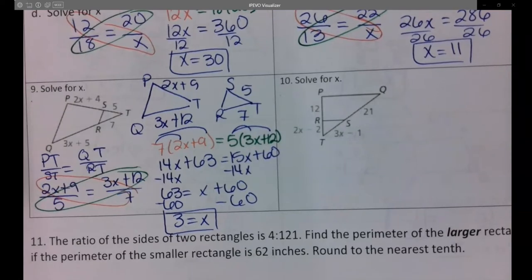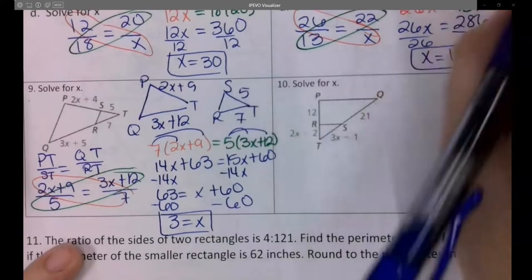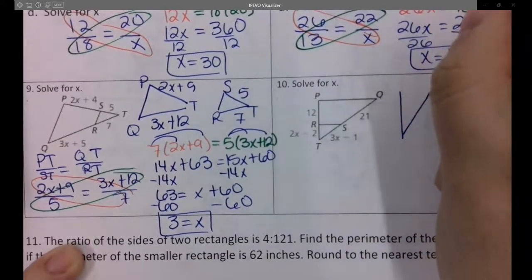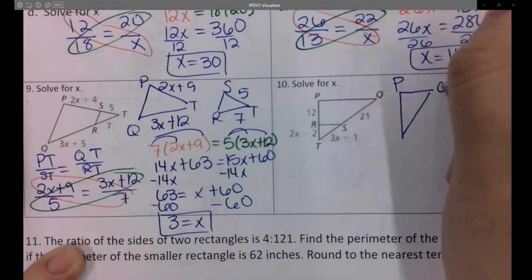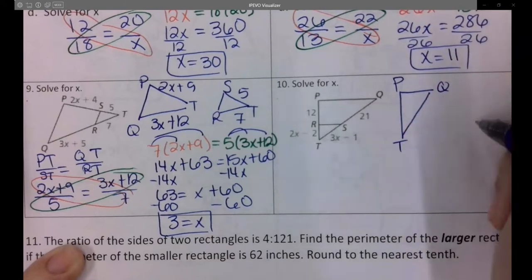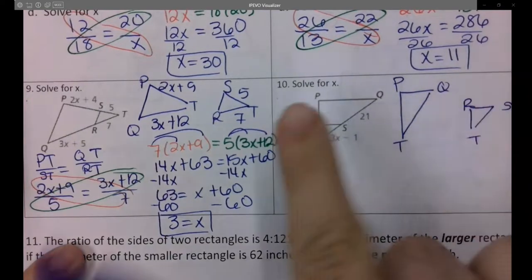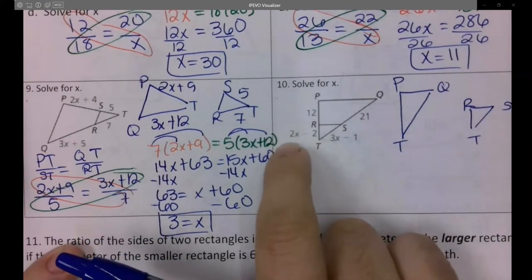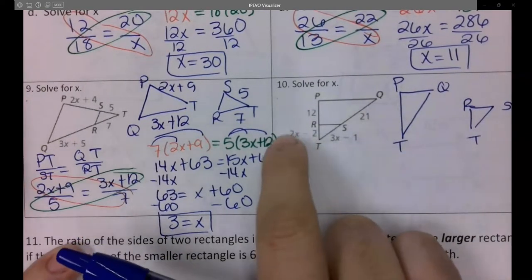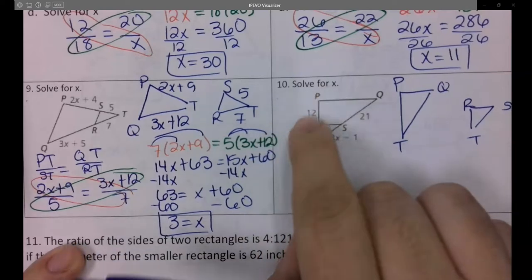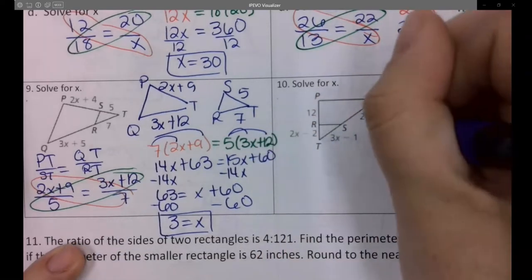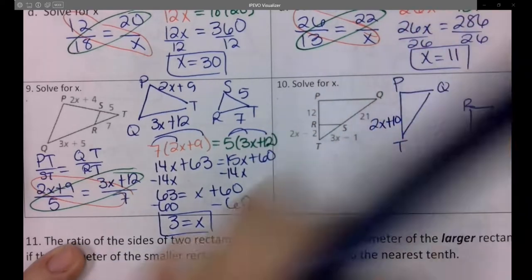Okay. I want to again do the same thing for number 10. So I am going to split this up into two triangles. I have my big giant triangle, PQT, and then I have my smaller triangle, RST. For PT, I want to add the two side lengths right here. So I have 2x minus 2 plus 12. 12 minus 2 is 10. So I'm going to have 2x plus 10 for PT.